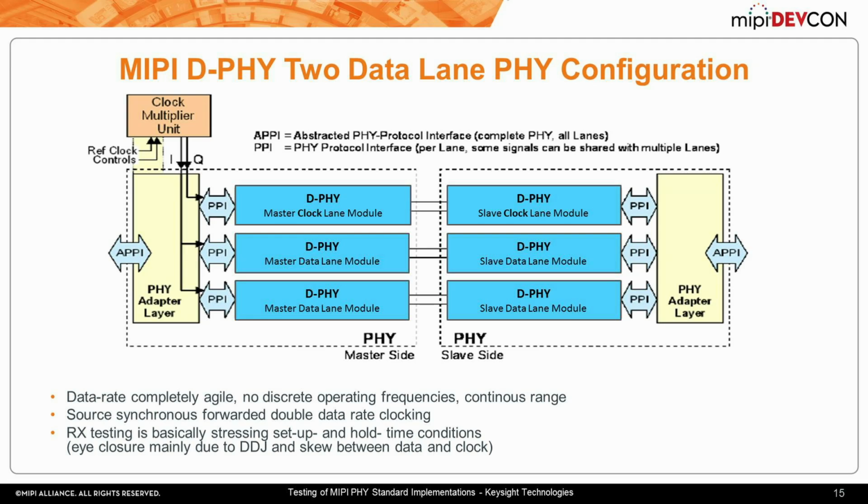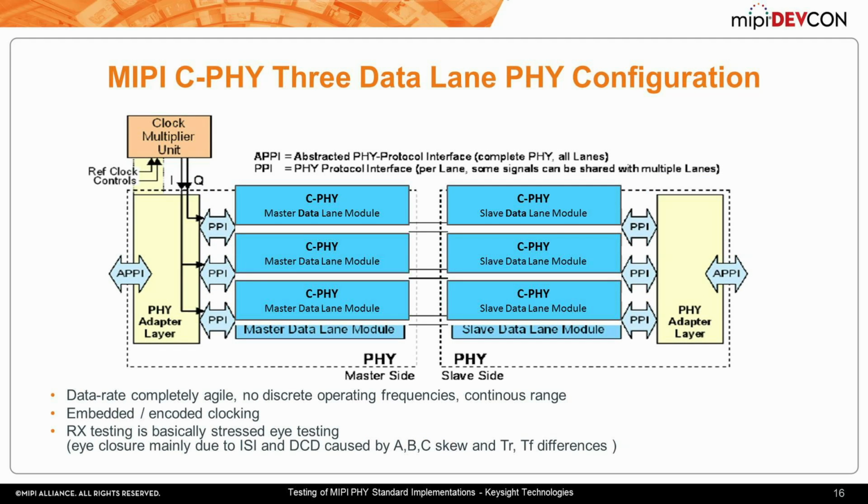Okay? Now, on the receiver testing, there's a couple of different variations on that, and I think we're going to be going into that here in a minute. And that's something that's changing over time as we go to higher speed gears. Okay, once again, C-PHY, this is actually single-ended signaling here. We have a three-wire interface, and completely agile data rate once again. And we're going to do our receiver testing through an eye closure mechanism as well.